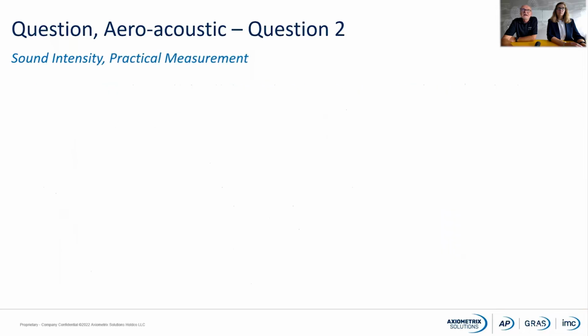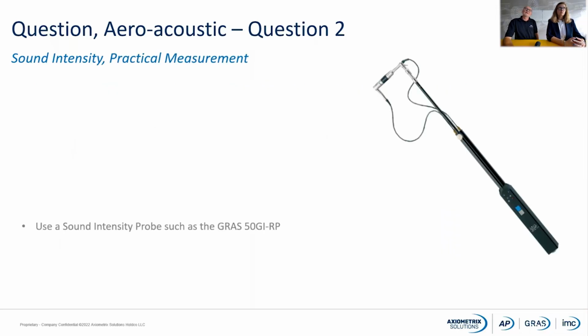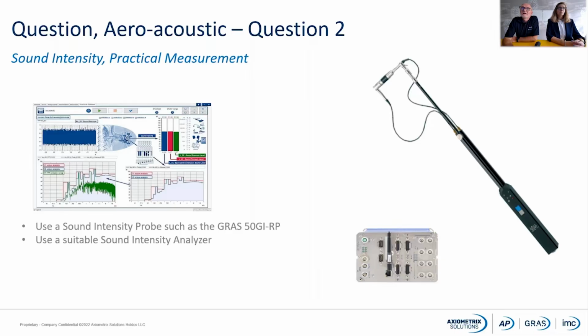So we are calculating the sound intensity, and for doing these measurements, we will need a sound intensity probe. It could be a probe like the GRAS 50GI RP. You will also need a suitable sound intensity analyzer. It must at least be a 2-channel analyzer, again with a good phase match, and of course a program for doing the calculations of sound intensity.